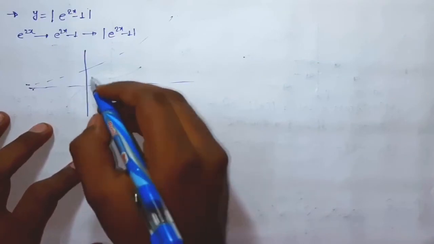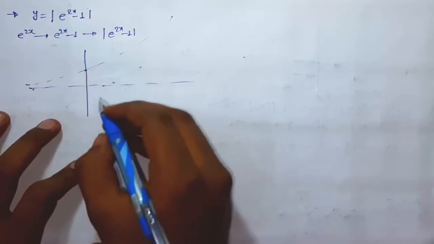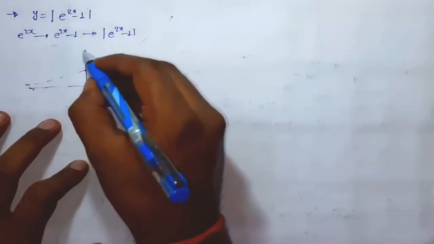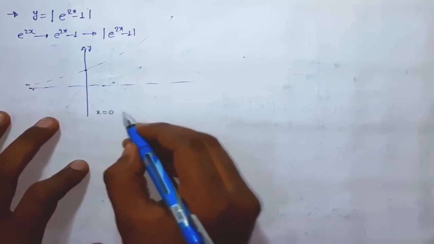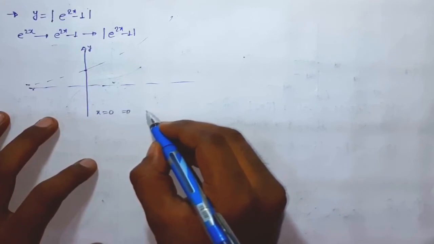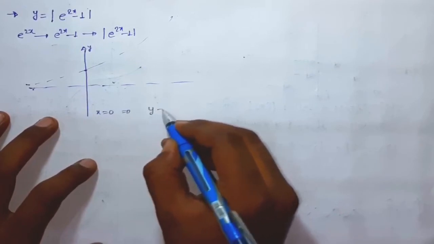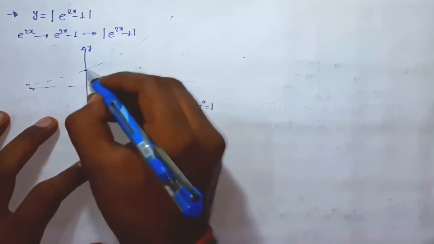first of all we will find this coordinate. Okay, what is this coordinate? How will we find this coordinate? This is the y-axis. We will simply put x equals 0. Then what will happen? y equals e to the power 2 into 0, e to the power 0, that means 1. This will be 0 comma 1.